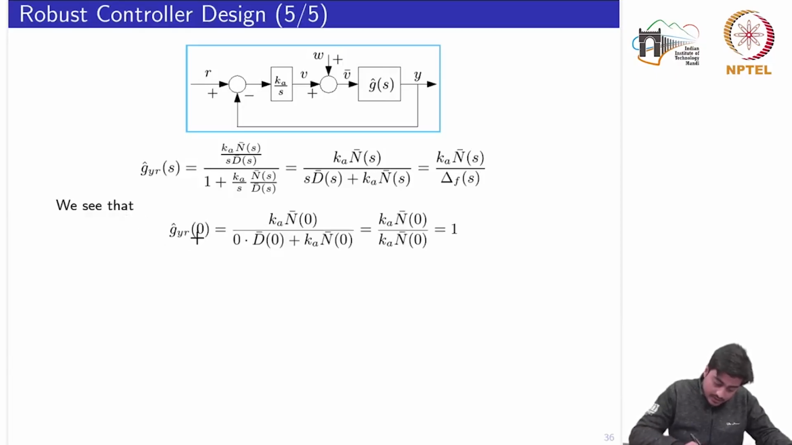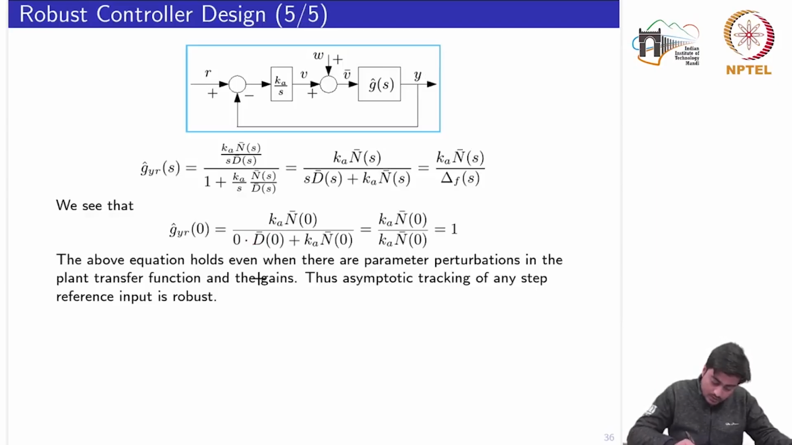Now we see that if I compute the DC gain of this transfer function, I would have ka times n bar 0 divided by delta f, which has been already expressed as s times d bar s plus ka times n bar of s. Substituting s equal to 0, this part would go away and we would get G hat yr, the DC gain of this transfer function, equal to 1, which was the objective of the tracking: that the DC gain of the transfer function from r to y should be equal to 1. Yeah?